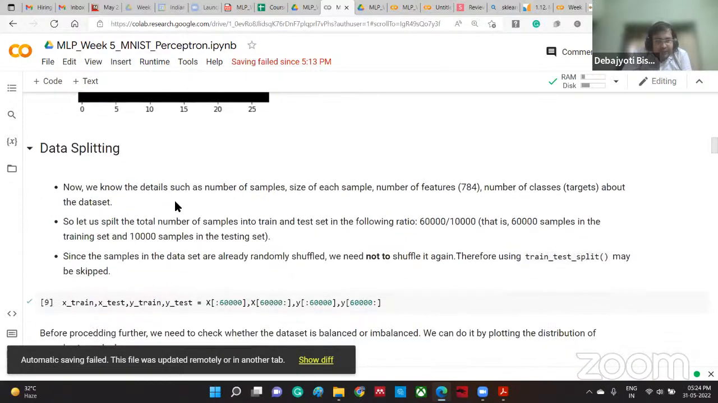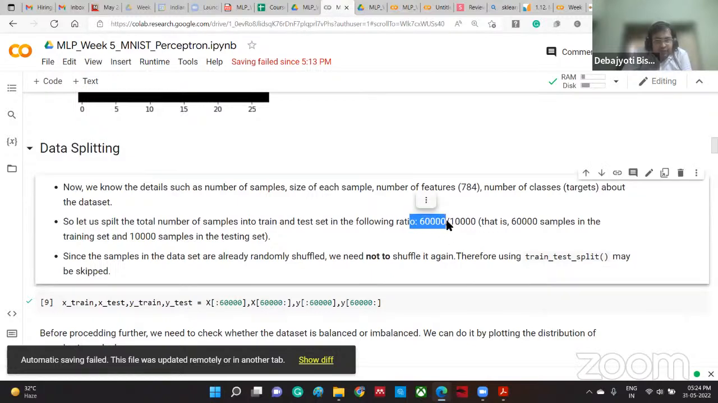Now we know the details such as the number of samples, the size of samples, the number of features, and the number of classes. Okay. And we split the samples into train and test sets of 60,000 and 10,000. Okay. So this is the normal ratio which we just took for our own understanding. So there are 60,000 samples in the training set and 10,000 samples in our testing set of images.